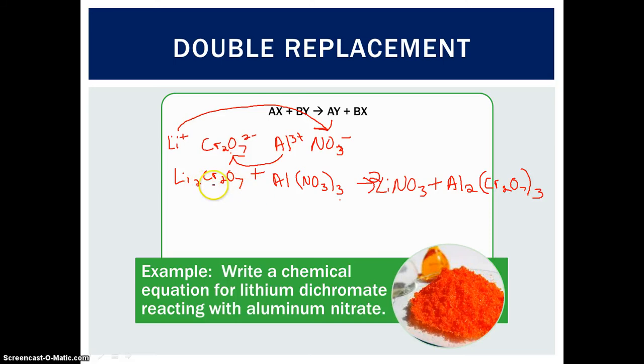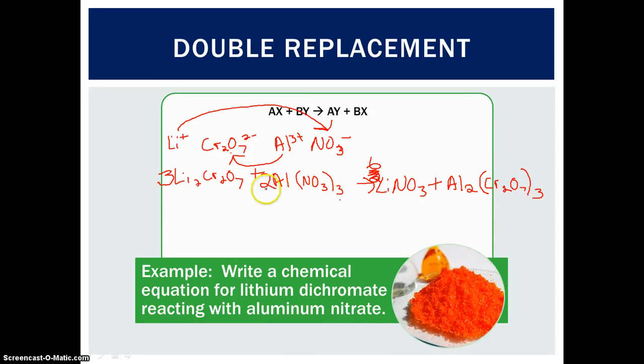Now look at my dichromate. I have 1 dichromate here, and I have 3 dichromates here. Uh-oh, that's going to mess up my lithiums, but it doesn't matter. Just commit. You'll fix it in a minute. Now I have 3 dichromates, and I have 6 lithiums. So what I really need is a 6 here. Now move on. Aluminums. I have 1 aluminum here. I have 2 aluminums over here. So if I put a 2 here, my aluminums are balanced.